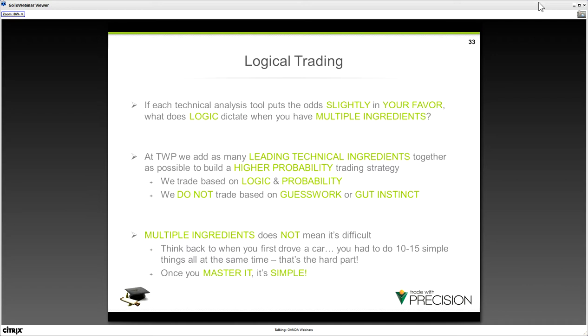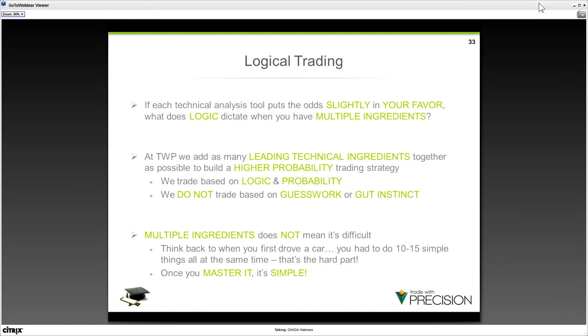So when I talk about multiple ingredients or multiple technical factors, this doesn't mean that it has to be difficult to understand or implement. A good analogy would be if you can think back to when you first learned to drive a car. You felt like you had to do maybe 15 things all at once, and then trying to find the radio station you wanted at the same time, it almost seemed impossible, right? But once you practice for a while with your learner's permit and someone mentored you on the finer points of driving, then you mastered it. And now all of those 15 different things are being done just out of habit, or they're just done automatically, right? So it's kind of the same thing with our trading.